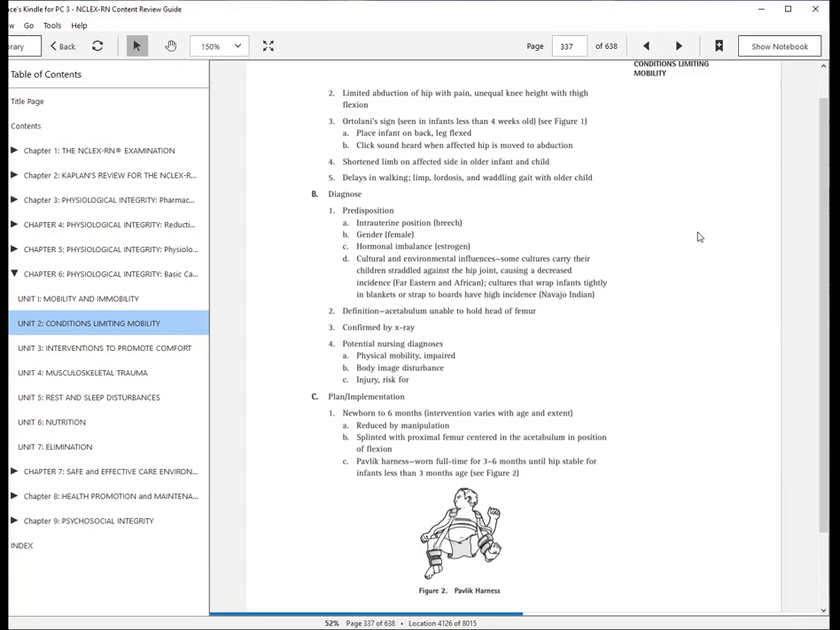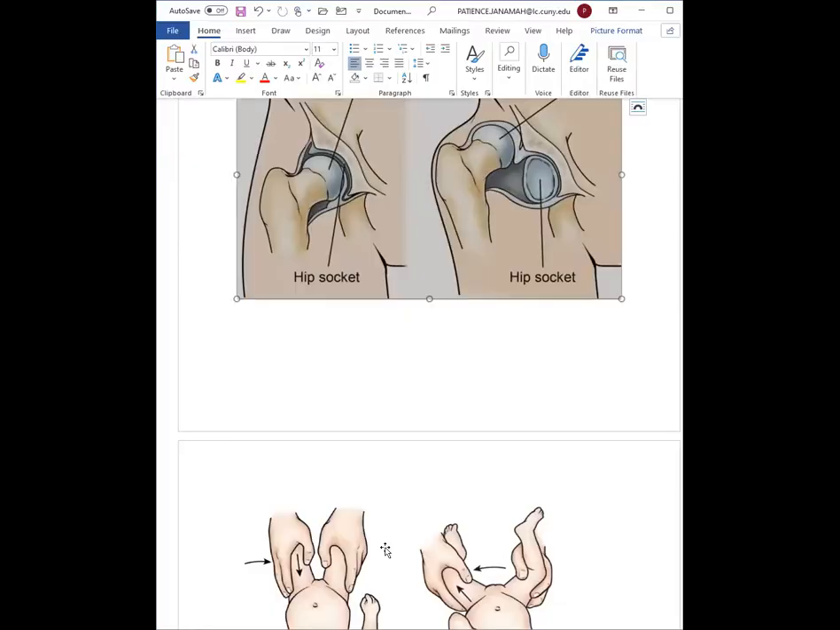So the definition is the acetabulum is unable to hold firm on the femur. They will have an x-ray done to confirm that the acetabulum is not well fixed. The femur is not fixed inside the acetabulum. So this calls for you to know your bone structure, your musculoskeletal system.